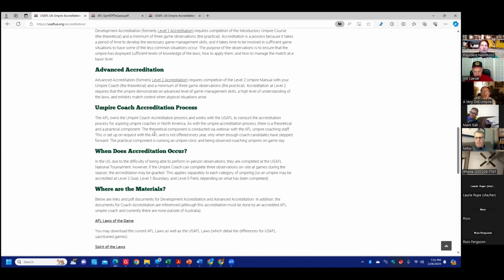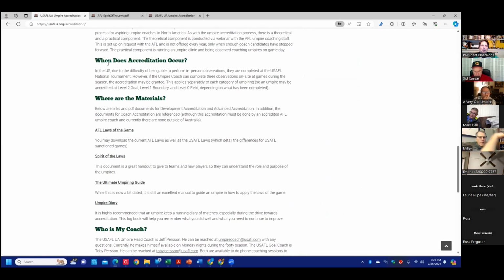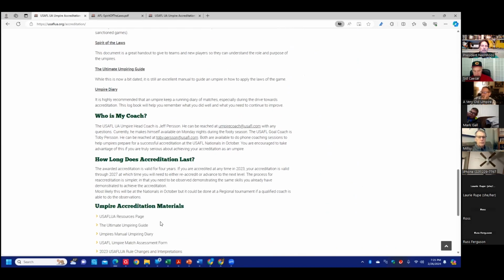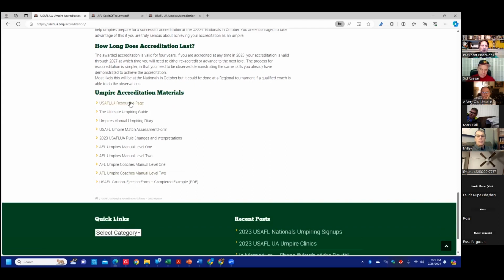There's the descriptions of the 3 levels. There's the umpire coach accreditation process. When do we do accreditation? Where are the materials? I've just shown you some of them. There are some of them referred to again. These are the ones you're most likely going to want to look at. Here is the spirit of the laws. Who is my coach? So I'm the head coach. I've got about half a dozen other coaches with me to help out, both on the goals and on the field. How long does accreditation last? And then here are your accreditation materials. So they're in 2 places. So you should have no problem finding them if you can't remember where they're at. So there's all the resources that you have available.